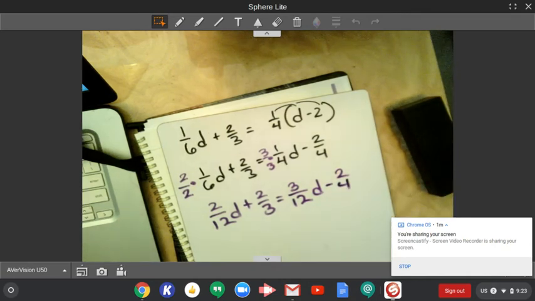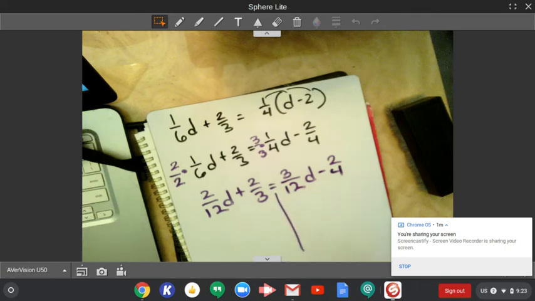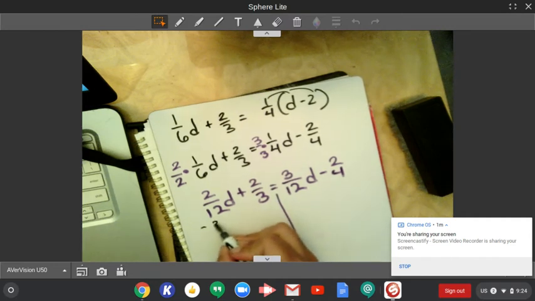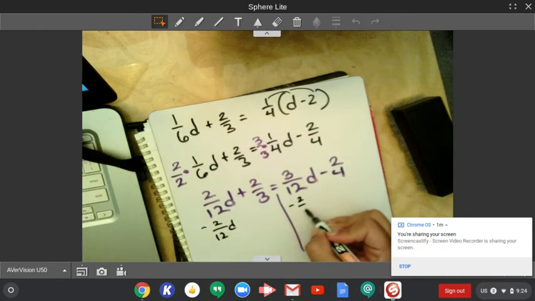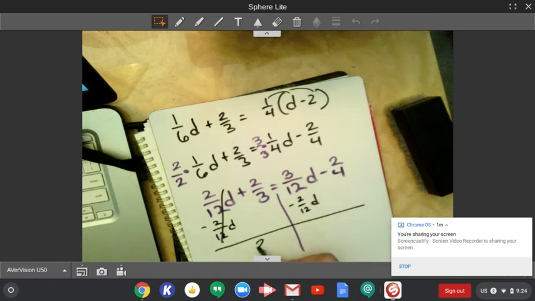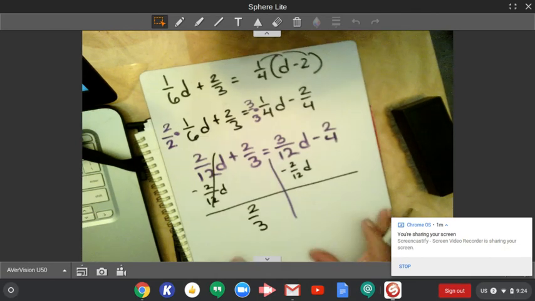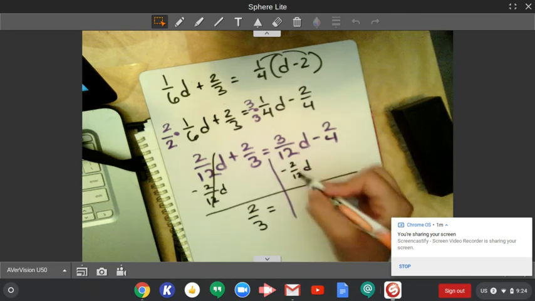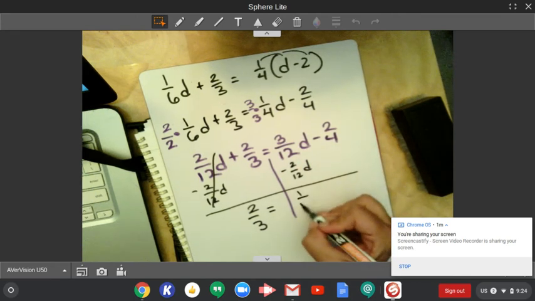Okay, now I'm going to move all variables to one side. So you always want to move the one number that is lower so that you don't have to work with negatives. Okay, 3/12 minus 2/12 is 1/12.